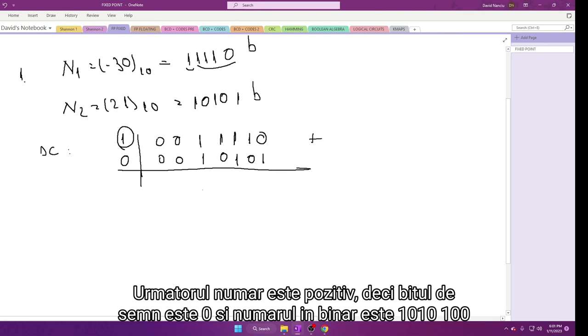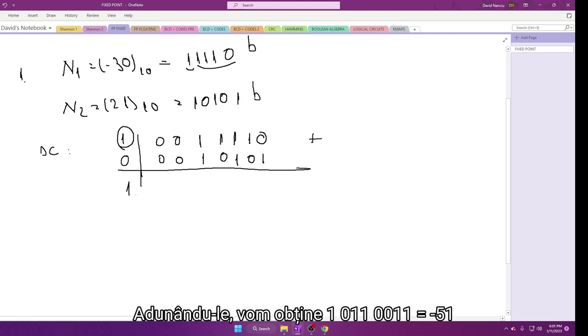Adding those two, we'll obtain 1 here and 1 1 0. We keep 1 in mind. 1 plus 0, it's 1, but with 1 from the mind, it's a 0, 1 in mind. 1 plus 1, it's 0, with 1 in mind, 1. We keep 1 in mind. 0 plus 0, it's 0, with 1 in mind, it's 1. 0 plus 0, it's 0.